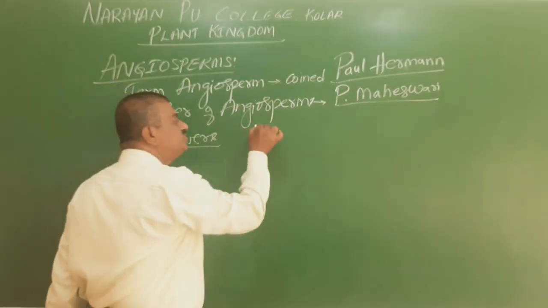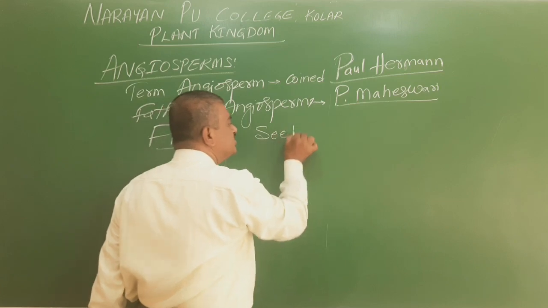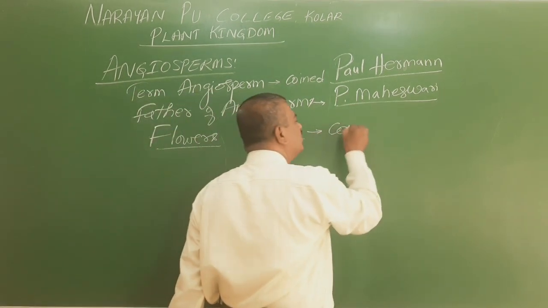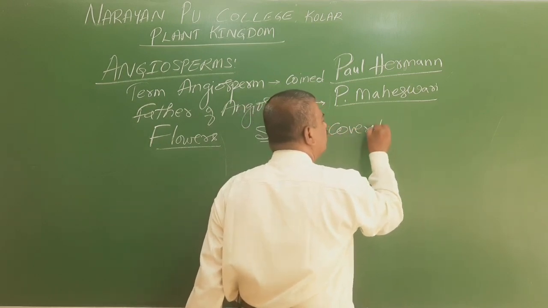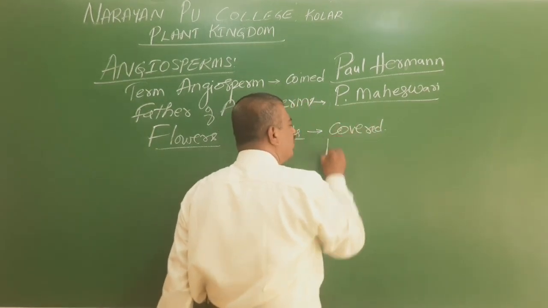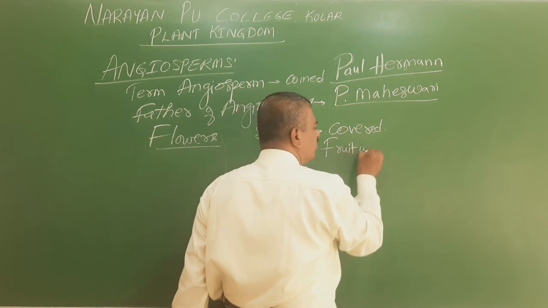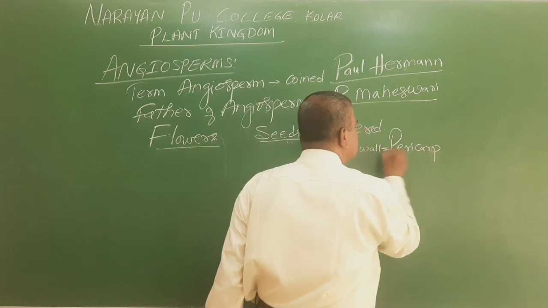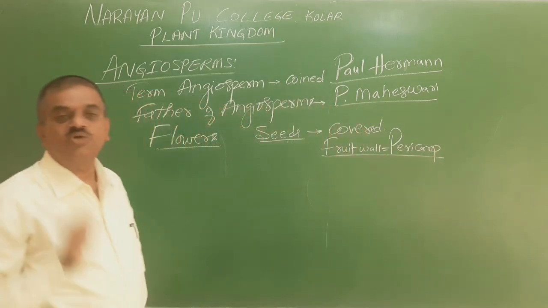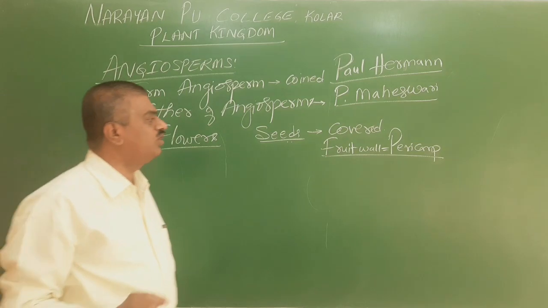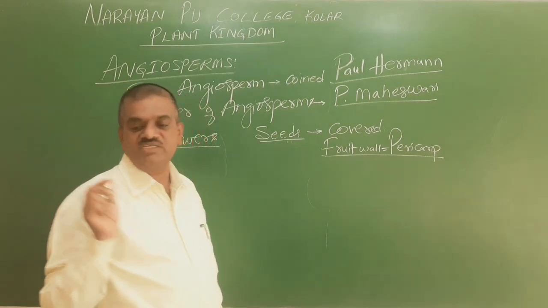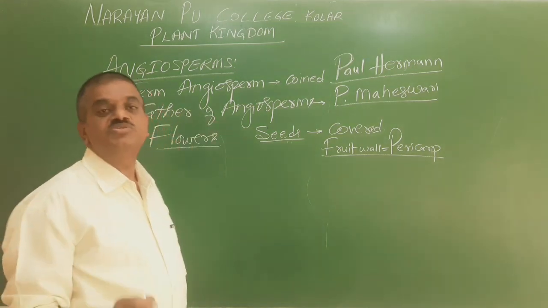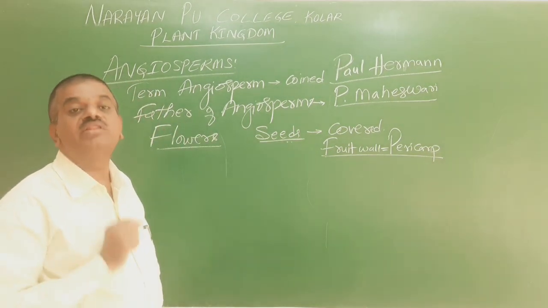Next. So here seeds are covered by the fruit wall, and this fruit wall is called pericarp. So here the seeds are covered by the presence of a fruit wall, and this fruit wall is usually called pericarp.